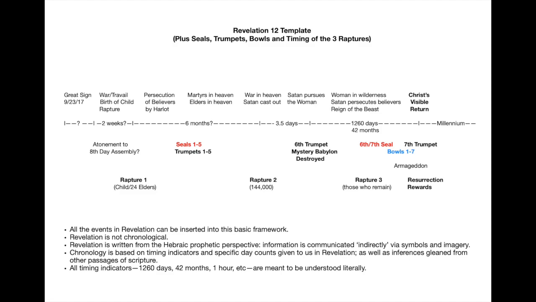That of the child that we see caught up to God and to his throne, and there's the 24 elders in the throne room of God. The 144,000 who are kept from the hour of trial, that is, they're kept from the sixth trumpet, and so they'll be in heaven right about the time Satan is cast out. And then that third rapture is the rapture of those who are alive and remain. That is, they're the overcomers.